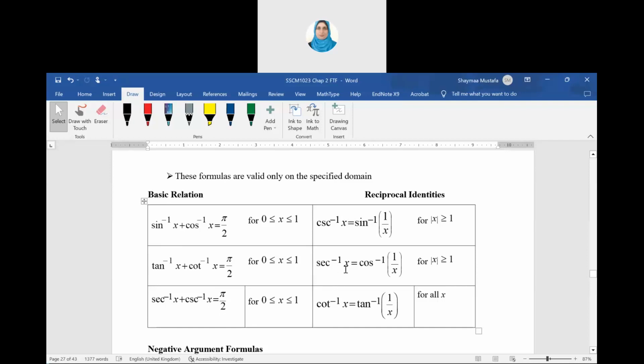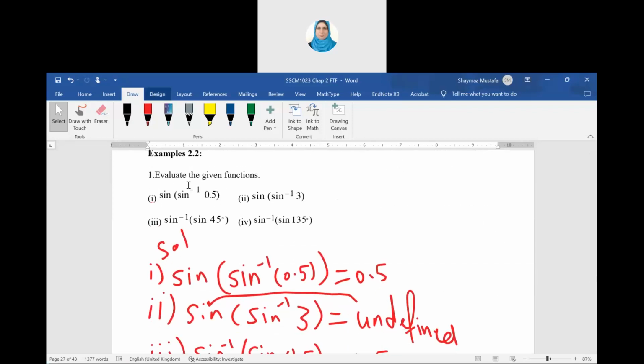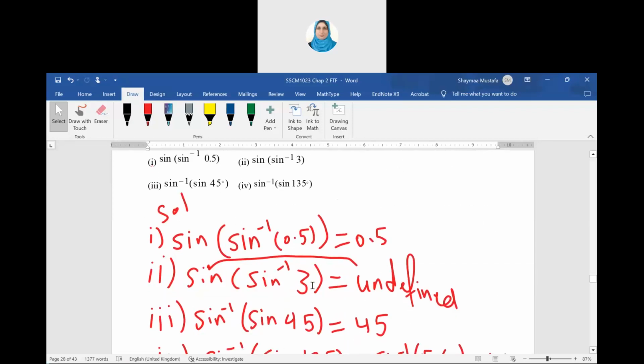How to find sec inverse? It is equal to cos inverse 1 over x. Cosec inverse is equal to sine inverse 1 over x. Cot inverse is equal to tan inverse 1 over x. So here, for example, sine inverse 3 is undefined because 3 is not within the range of sine.